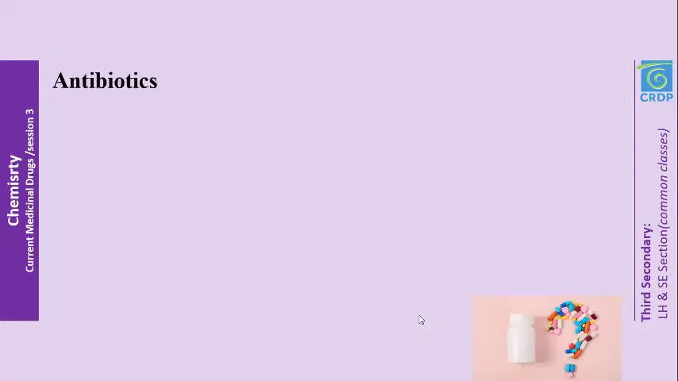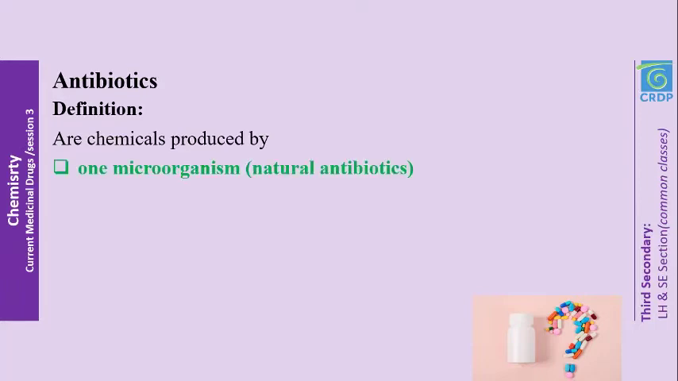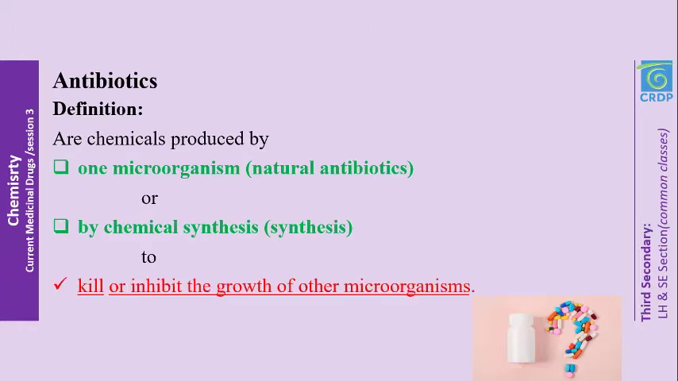So let us begin with antibiotics. Do you know what antibiotics are? If not, let's explore it together. Antibiotics are chemicals produced by one microorganism, such as a natural antibiotic, or they may be produced by chemical synthesis. Now, why are they produced? They are produced in order to kill or inhibit the growth of other microorganisms.